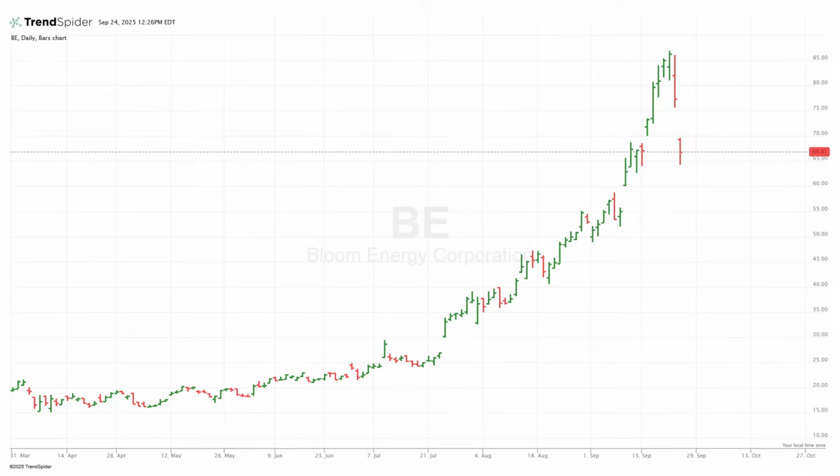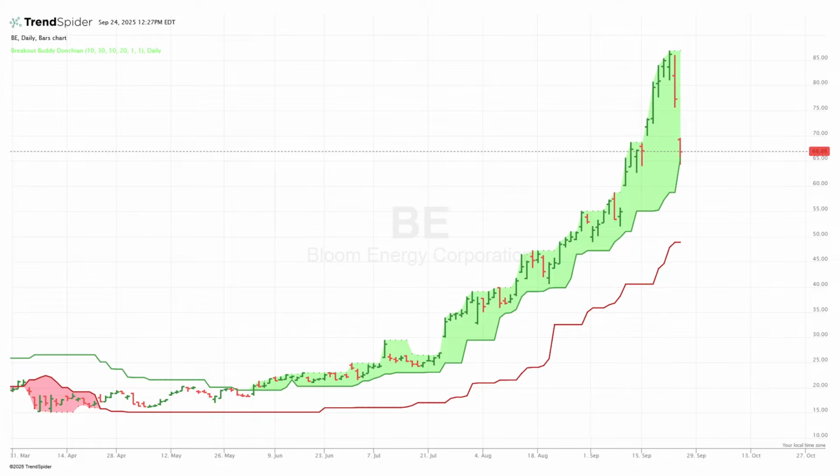So this is daily data for BE, or Bloom Energy. We had a breakout at the $30 level with this gap over here. A lovely accelerating trend, a parabolic trend higher, and then a pretty brutal reversal with a large gap in between. So how should we trade it? Let's take a look.